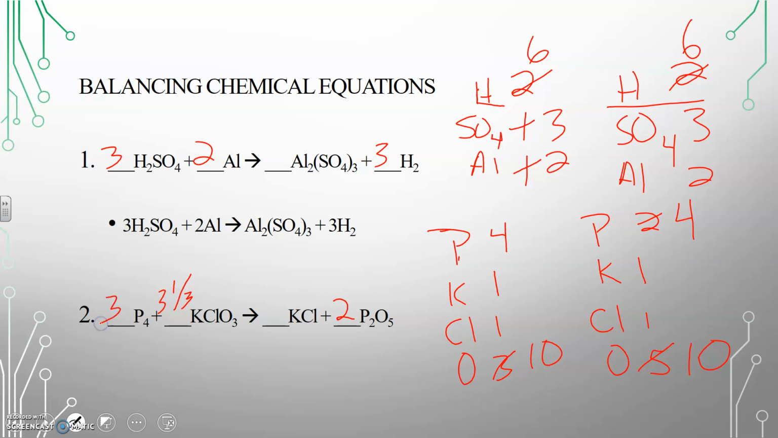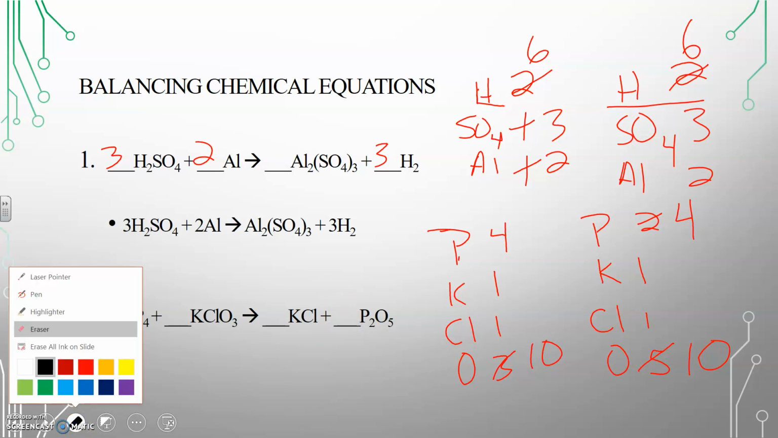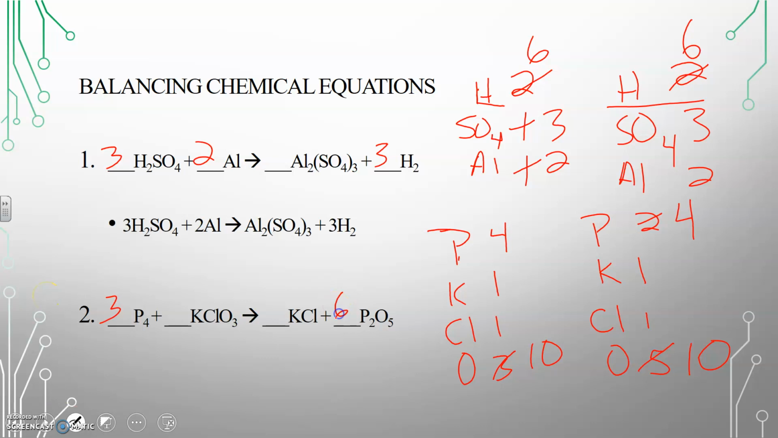So if we get 3 here, let's go ahead and erase this one for right now. We'll come back to it. This one, oops, hold up, let me erase that as well. This one now becomes a 6. And this was a 1 before, so let's just hold off on that one for right now. So now we have 12 phosphoruses on the left side. We also have 12 on the right. So that's still balanced at least.